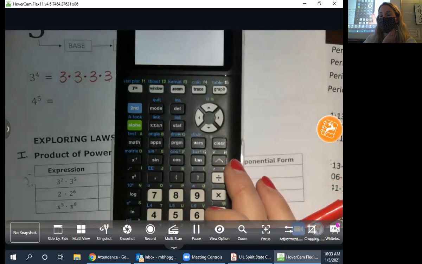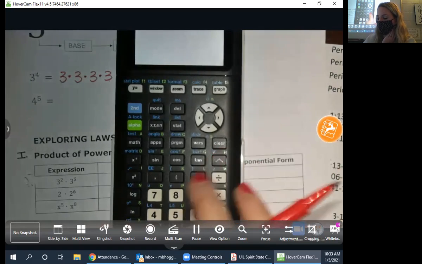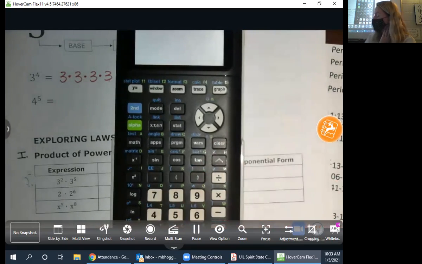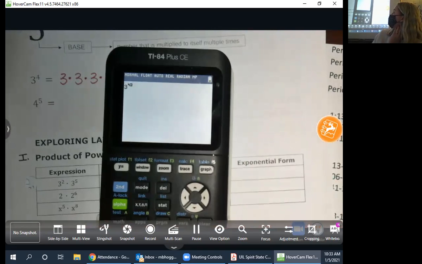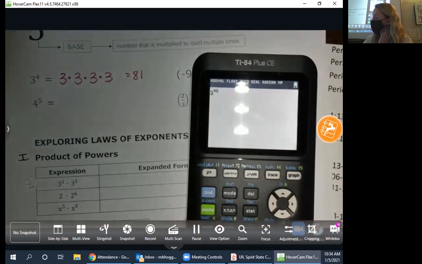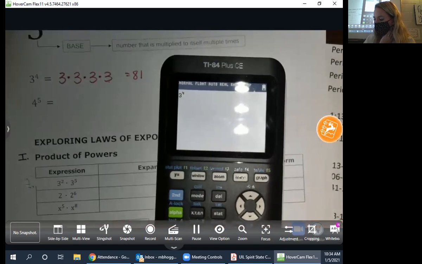So you may have had a teacher in the past call it the caret key, but I call it house top. So if I ever say 3 house top 4, that means 3 to the 4th power. Okay. So 3 house top 4, that's going to put the 4 as an exponent. Is yours doing that too? Everybody, did y'all try that? Okay. So remember, if you're at home and you do not have access to a calculator, you can download the Calculator 84 app. And it's the same as what this looks like. Okay. Then press enter and it will give you the answer, 81.